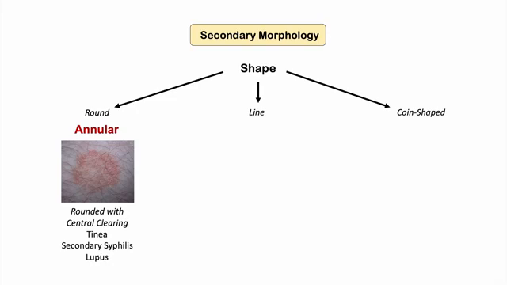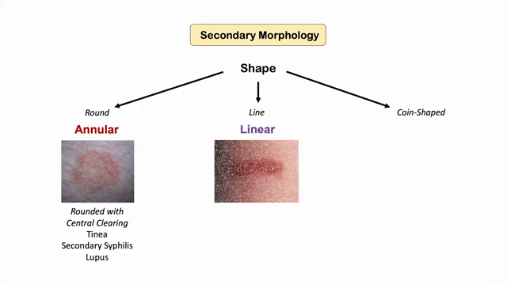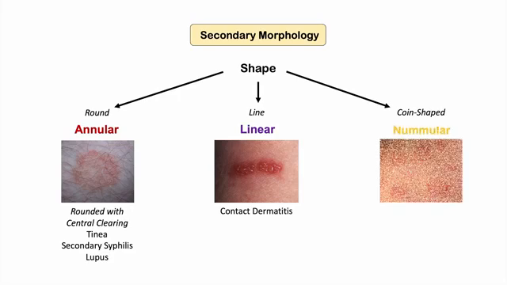So it's rounded with a central clearing that's usually more specific to annular lesions. This can occur in tinea infections, so you can see this in ringworm. You can see this also in secondary syphilis and lupus. If it is in the shape of a line, we call it linear, so that's easy to remember. And we can see this with conditions like contact dermatitis. And if the lesion is in the shape of a coin, or it's coin-shaped, we call it nummular. So we can see this in conditions like nummular eczema.